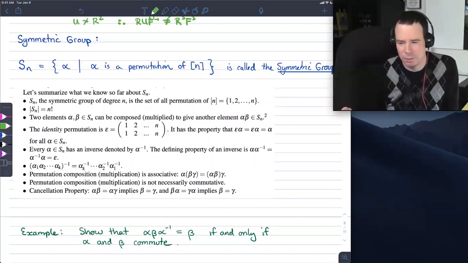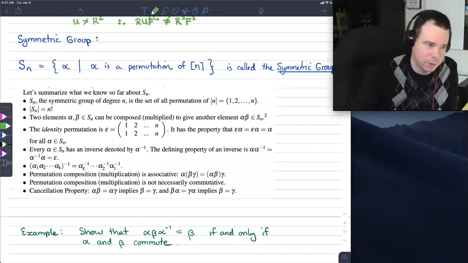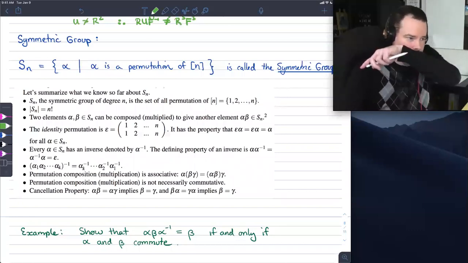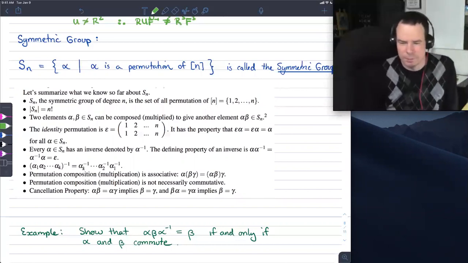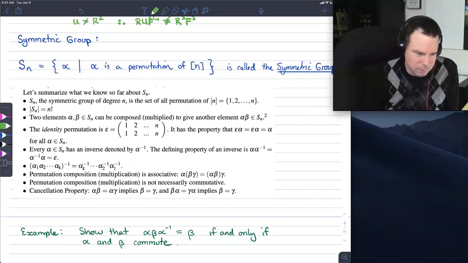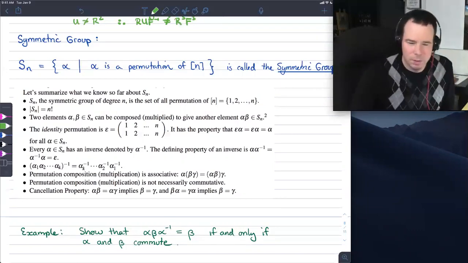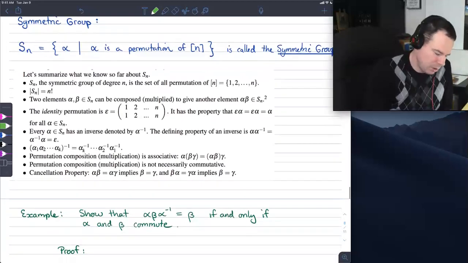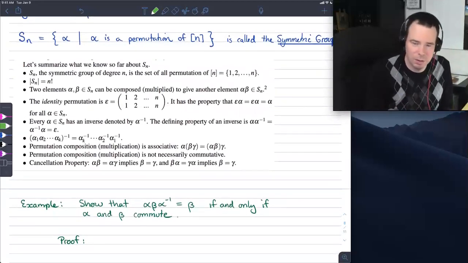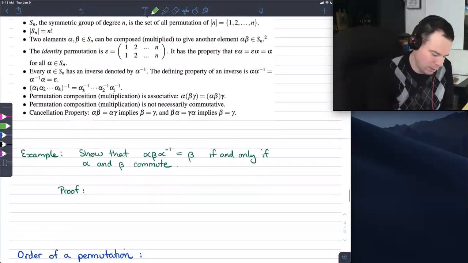Multiplication is associative. Grouping brackets don't matter, in other words. It's not necessarily commutative, so the order in which you multiply does matter. And we've got these cancellation properties that tell us we can cancel things off the left-hand side of both expressions or the right-hand side of both expressions. All right, so that summarizes everything we've got so far. And this is what's known as the algebra of permutations. This is permutations and then corresponding multiplications and inverses and an algebra associated with that.